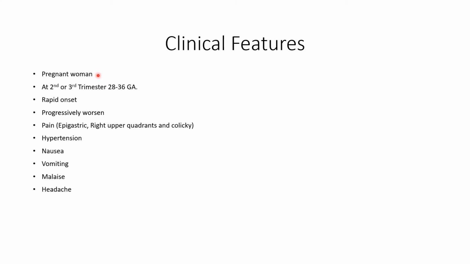First things first, the woman will be pregnant, okay? And she will be at the second or third trimester. Then the onset will be pretty rapid, and it's going to worsen and worsen progressively. There will be pain. The pain will be epigastric in location, now moving up to right upper quadrants and colicky in nature. The blood pressure will show hypertension. And that's why I brought this phenomenon here.